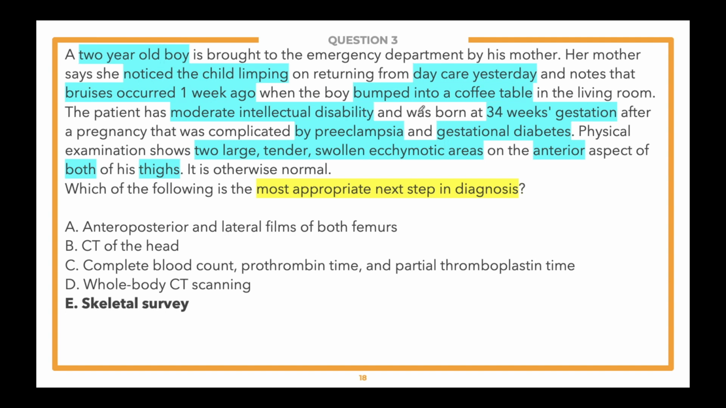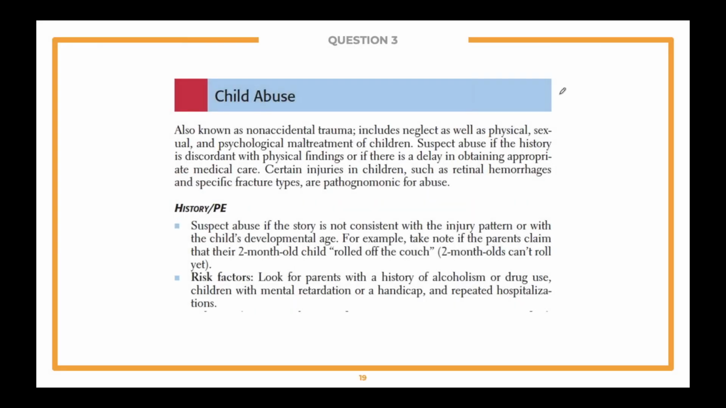Now, if we take a look at the next slide, a little bit more about child abuse, from our Step 2 CK First Aid book, okay? So if the history doesn't really fit with the physical findings, or there's other things suggesting abuse, you definitely want to make note of that, okay? So what are some risk factors? Well, parents who have a history of alcoholism or drug use, or children who have intellectual disability, because oftentimes parents have a difficult time raising them and can get frustrated, and so they can take that out on the child, and that would be considered child abuse.